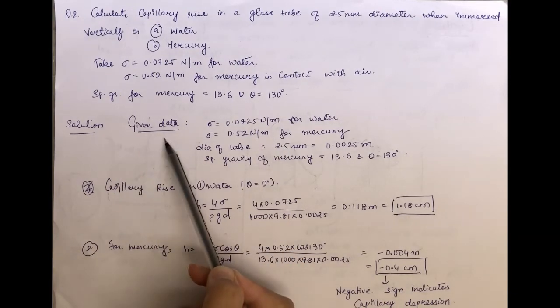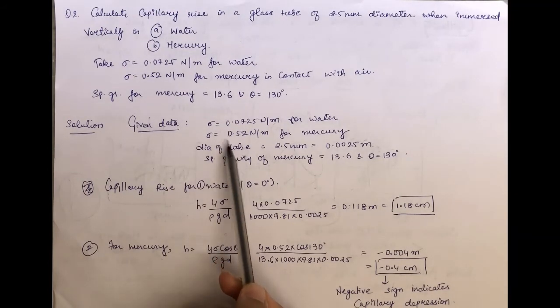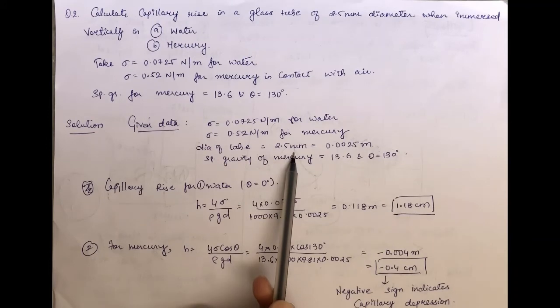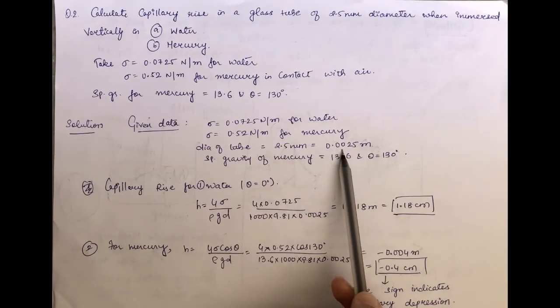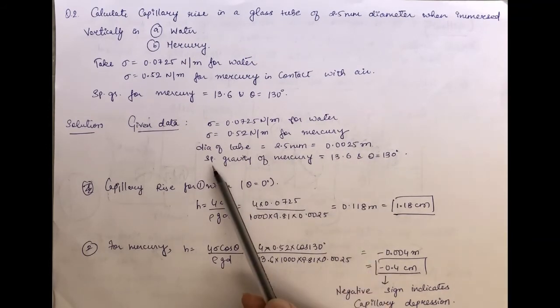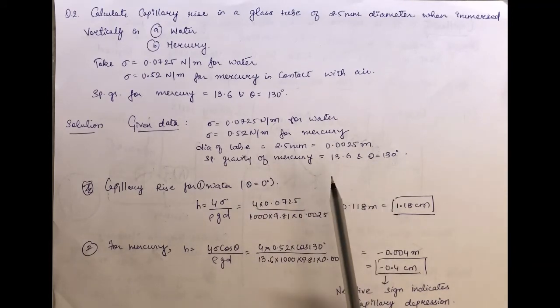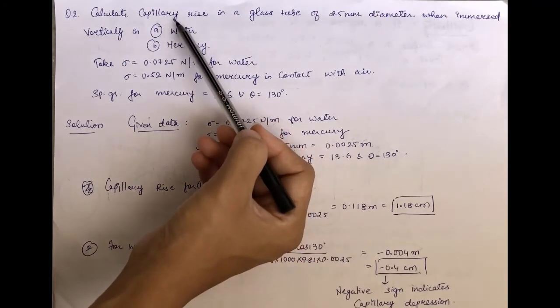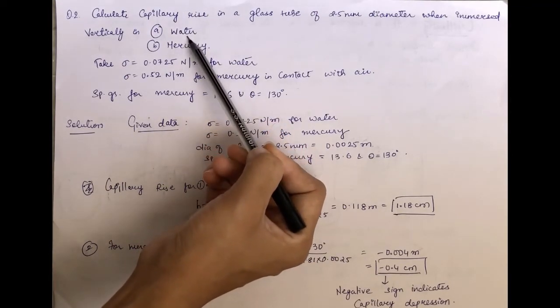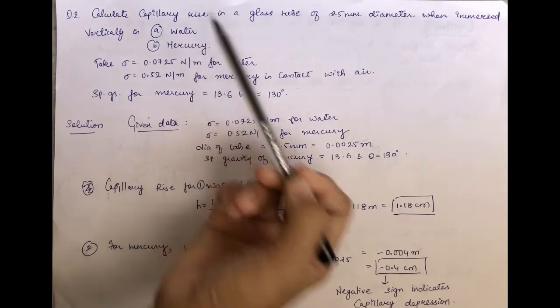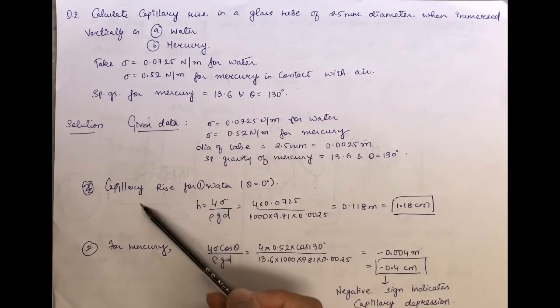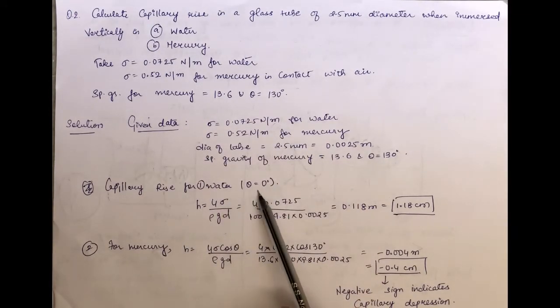First of all, enlist the given data. Surface tension for water and for mercury, diameter of tube which is 2.5 mm, hence 0.0025 meter, specific gravity of mercury is 13.6 and theta is equal to 130 degrees. Now we need to calculate capillary rise. First we will calculate it for water, where theta is equal to 0 degrees, as we saw in the derivation or theory of capillary rise.